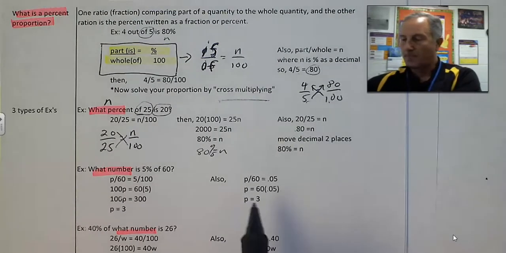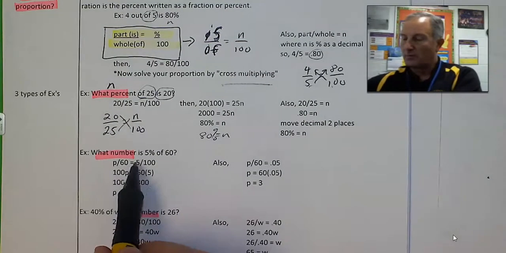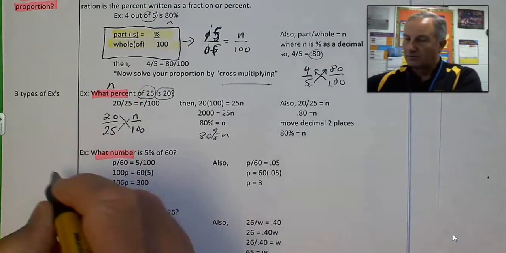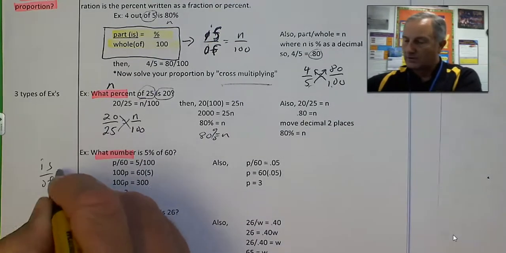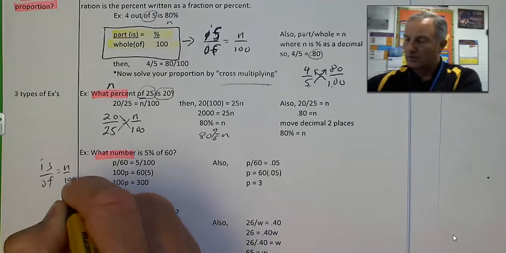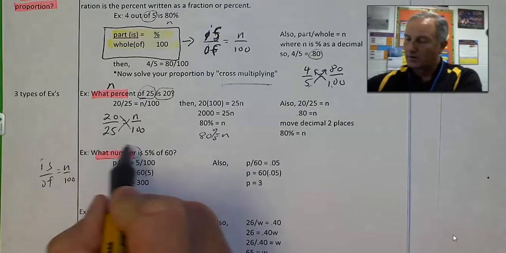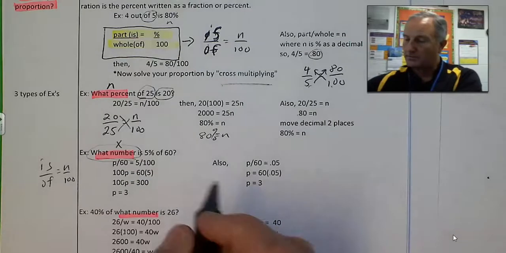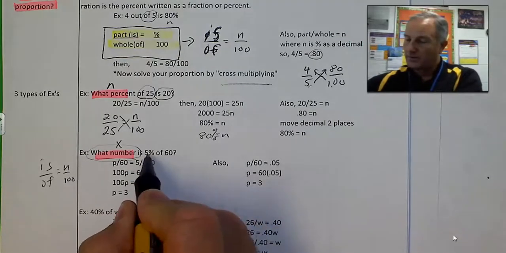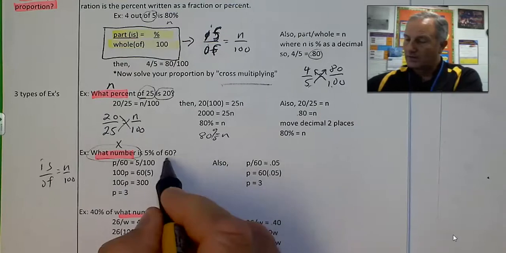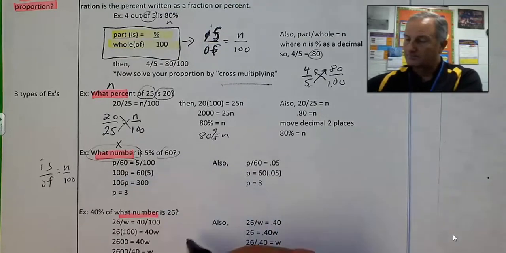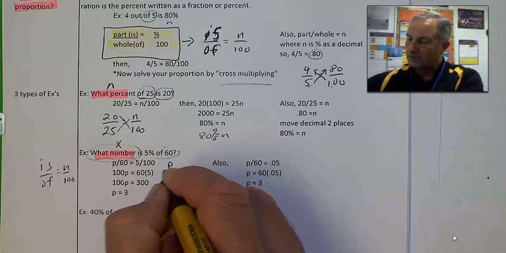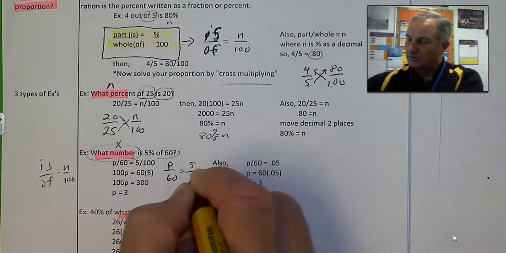Okay? Next example. What number is 5% of 60? Is over of equals n over 100. What's with my is? The what number? I don't know it, so I'm going to call it x. I think I made it p right here. There's my 5%, that's my n. And of 60, so that's going to go on the bottom. So p over 60 equals 5 over 100. If you like it looking like this, there it is.